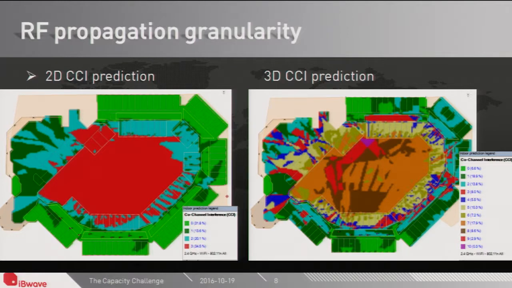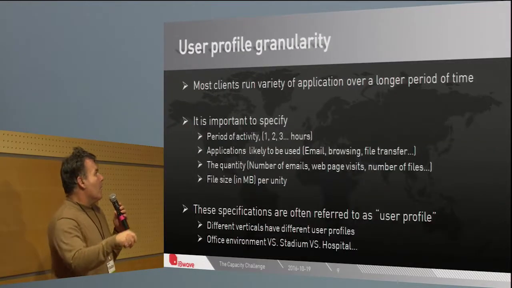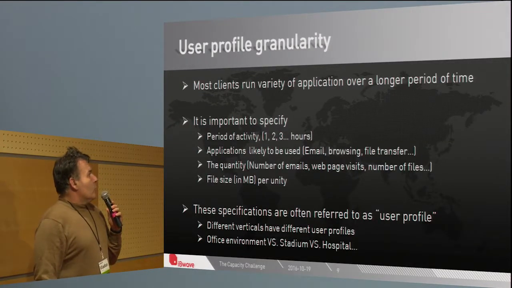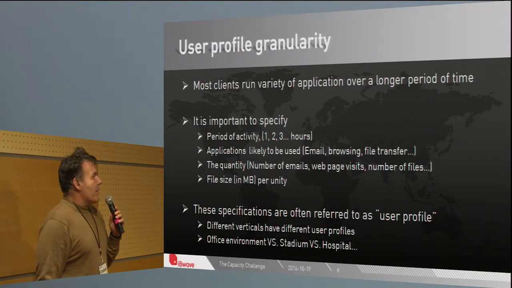To recap what I was saying, if you have a multi-level structure, and especially if it is a heterogeneous structure like this one, where you have an opening in the middle, then you're well advised to do a 3D signal simulation to figure out what's going on with your co-channel interference. Now we go on to user profile granularity.